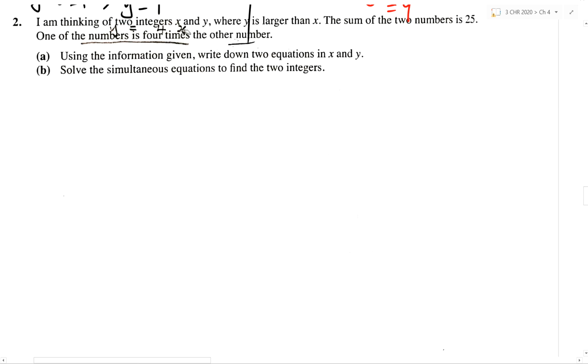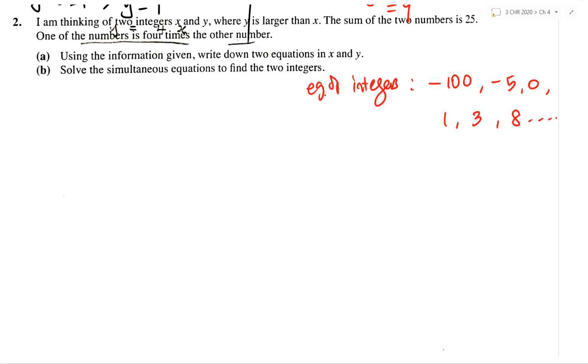I am thinking of two integers. Recap, integers. Examples of integers will be negative 100, negative 5, 0, 1, 3, 8, so on and so forth. Positive and negative whole numbers, zero included. So cannot be fraction.